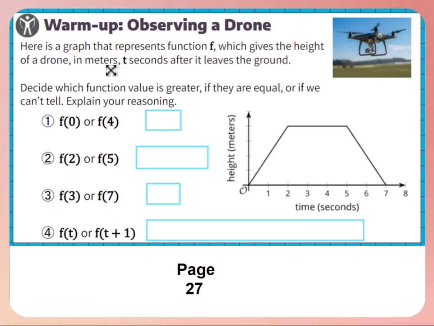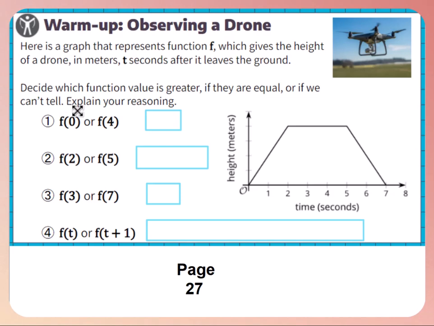Now look at that graph and decide which function value is greater, if they are equal, or if we can't tell. And then I want you to explain your reasoning. Think about what we did yesterday. We're using f for our function. What does f of 0 mean?